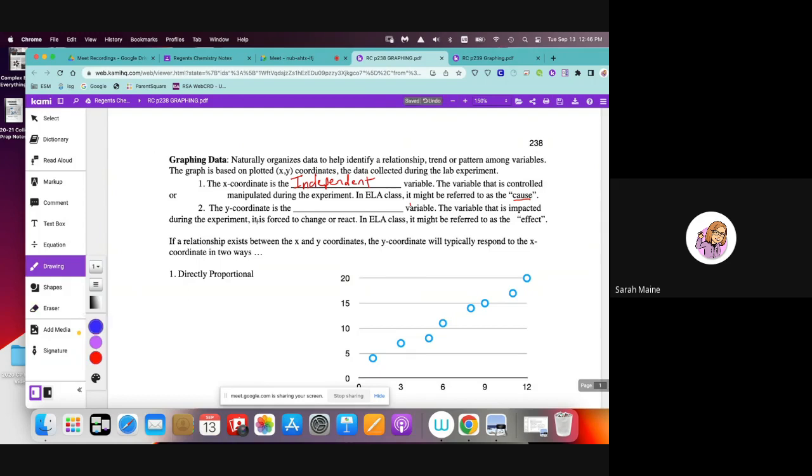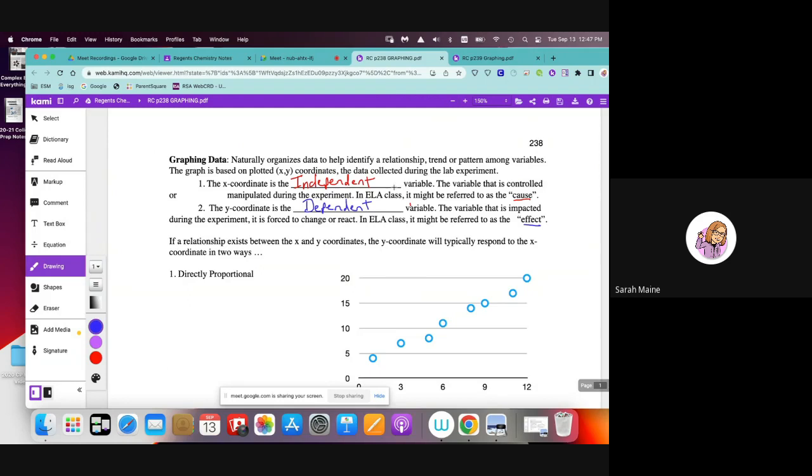Whereas the y coordinate is known as the dependent variable. And so this variable is impacted during the experiment. It's forced to change or react. And this is the variable we are studying and trying to learn more about. So in ELA class, we might refer to it as the effect.